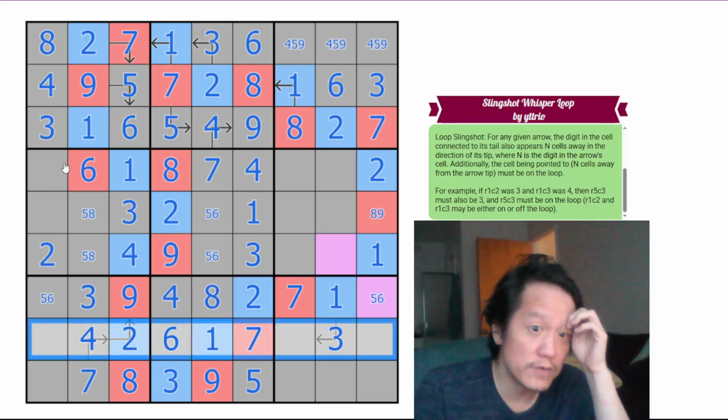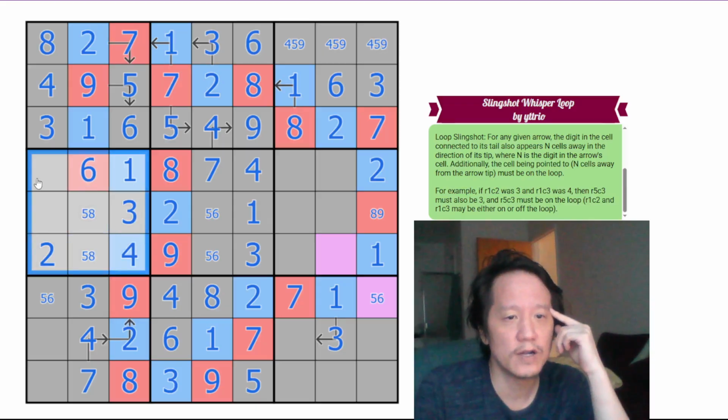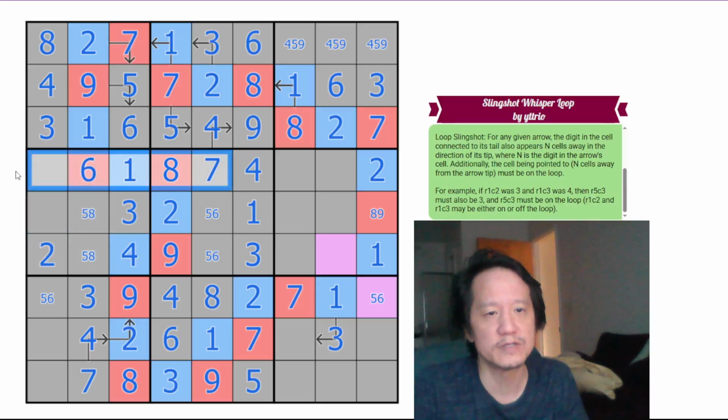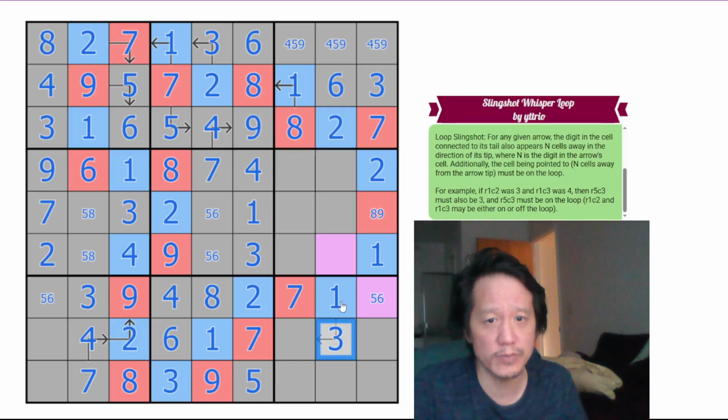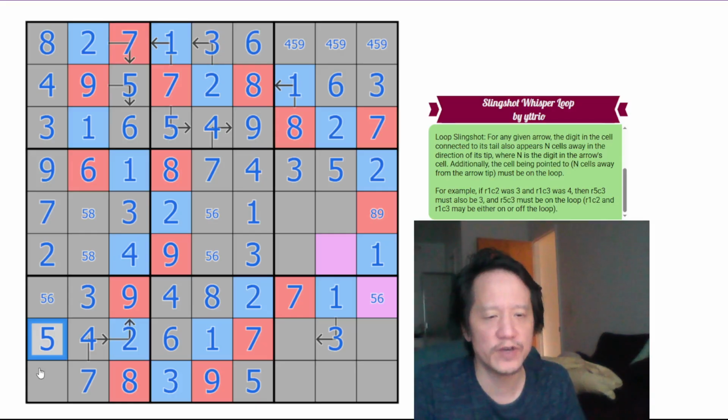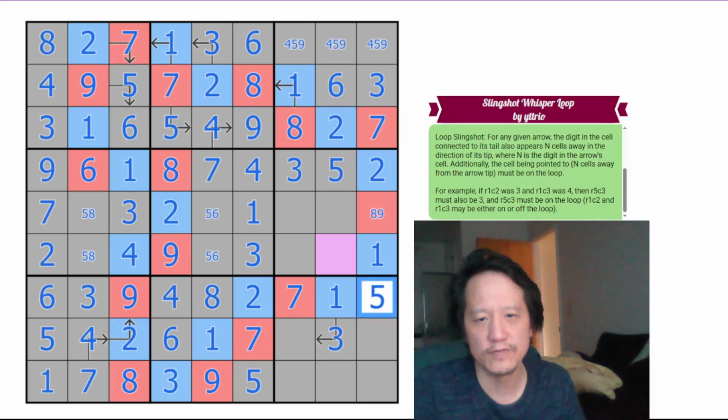The rest of box 4 has to be 7 and 9. This can't be 7 because of the 7 in the row, so this is 9, this is 7. The rest of row 4 is 3 and 5. 3 can't be here because of 3 in the column, so this is 5, this is 3. The rest of column 1 are 1, 5, and 6. This can't be 1 or 6, so this is 5, which makes this 6, which makes that 5. Therefore, this is 1. Therefore, it cannot go this way. Therefore, it must go this way to connect the loop.